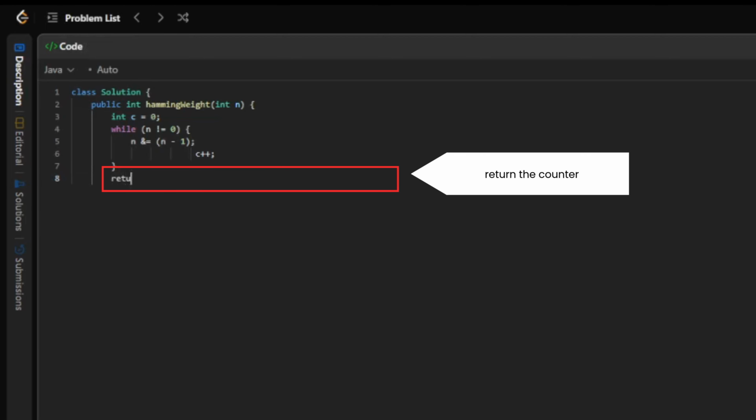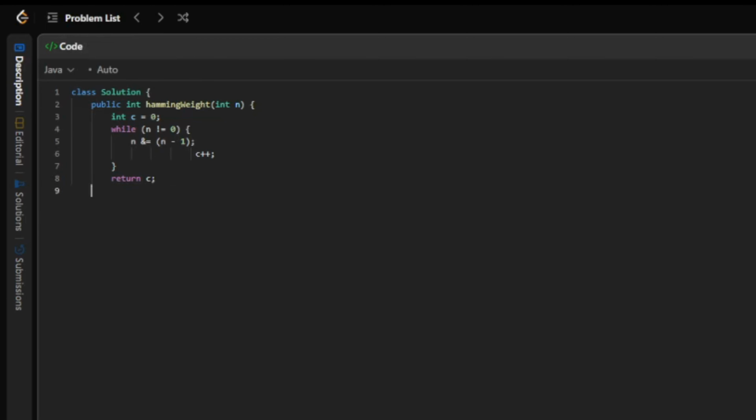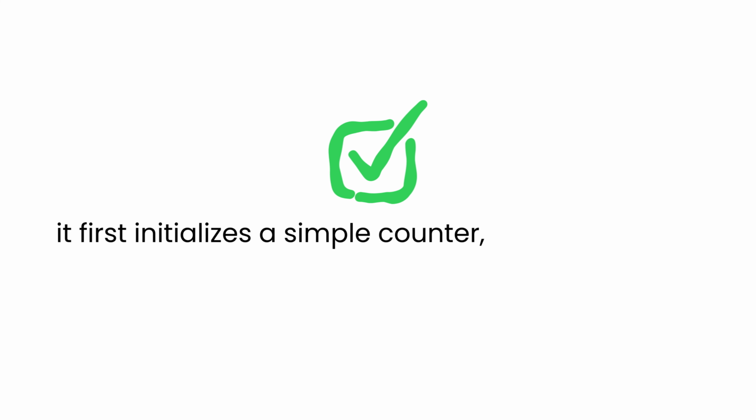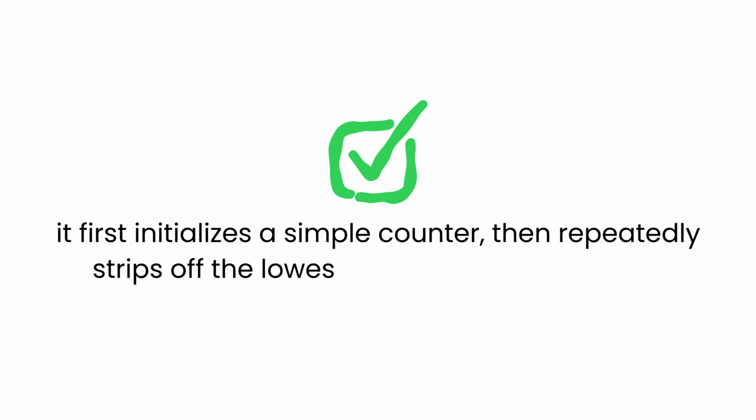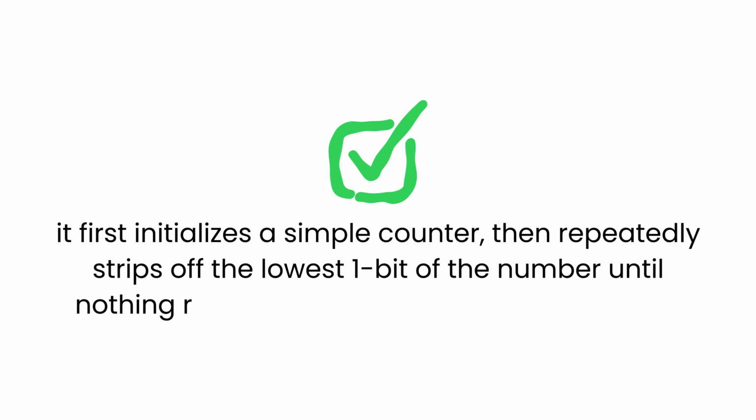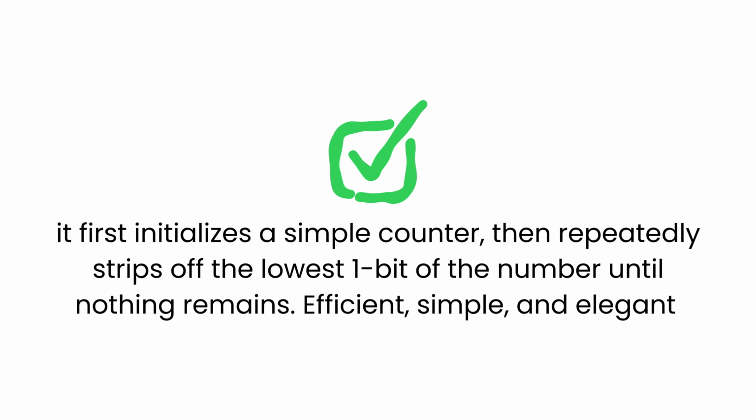This ends the loop. We return the counter, which now represents the total number of 1 bits in the original number. And that's how this algorithm works. It first initializes a simple counter, then repeatedly strips off the lowest one bit of the number until nothing remains. Efficient, simple, and elegant. Solution 2.